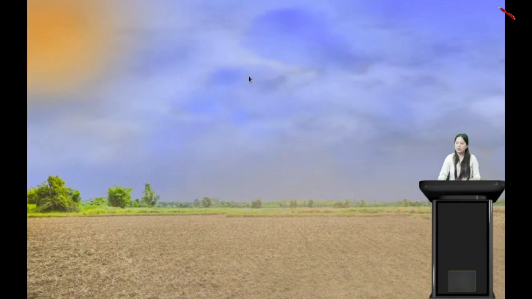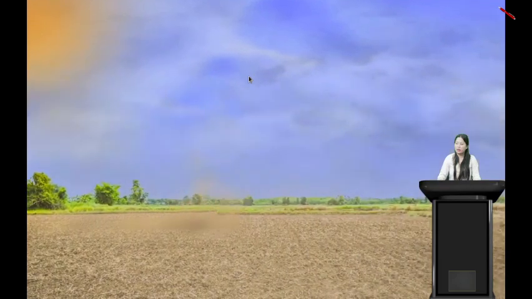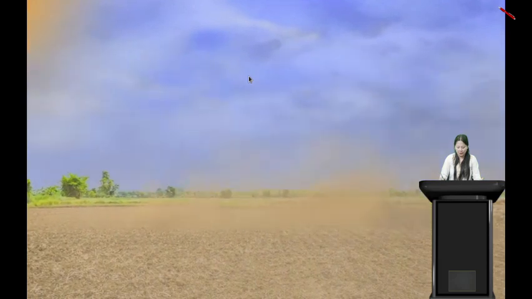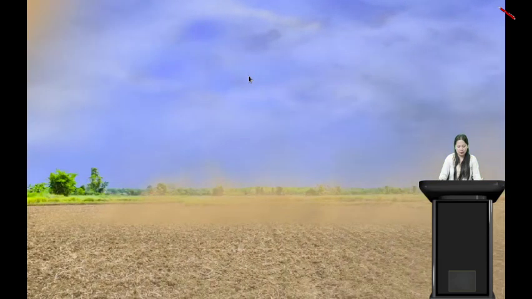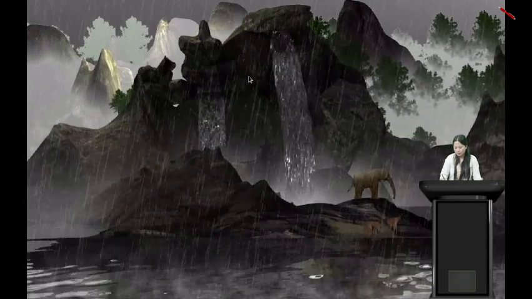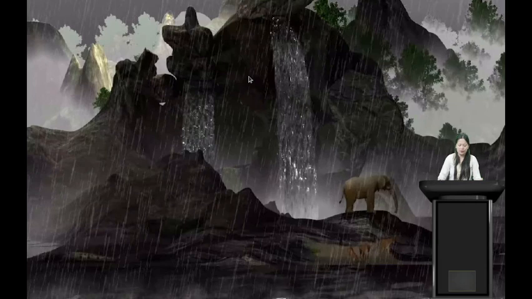Now students, let us see here. Here we see that it's windy, the air is blowing. Yes, students, the air is blowing. And here we see a waterfall. Yes, beautiful waterfall. So here we have air and water. Now gases and liquids are commonly known as fluids.